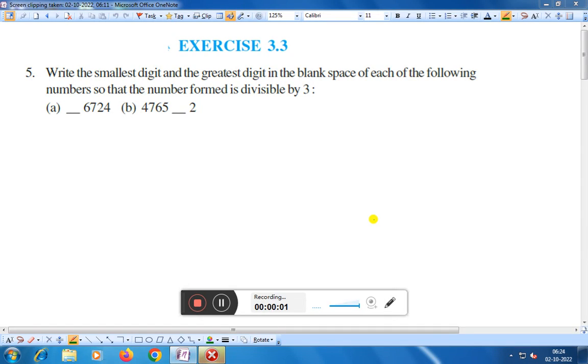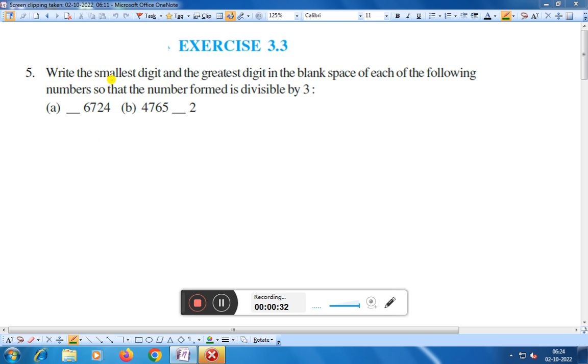Hello friends, today we shall discuss exercise 3.3 question number 5. Write the smallest digit and the greatest digit in the blank space of each of the following numbers so that the number is divisible by 3. A: dash 6724, B: 4765 dash 2, right?